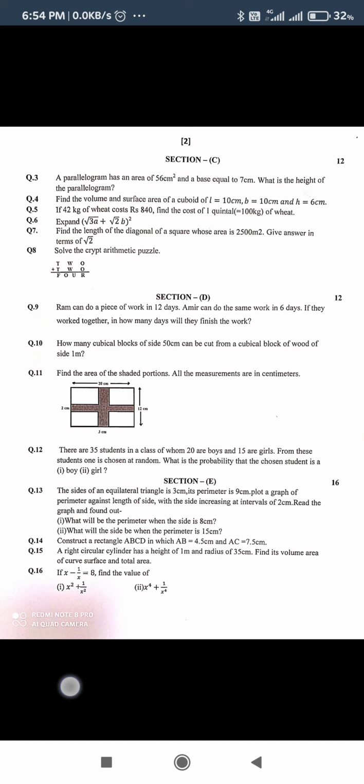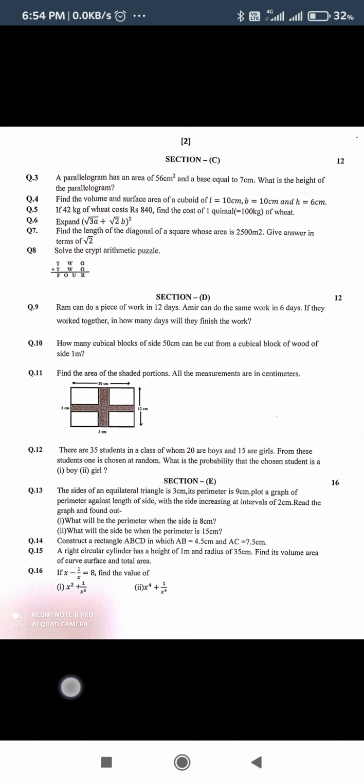Question number 11. Find the area of the shaded portion, all measurements in centimeter. So here we have to find the area of the shaded region. Okay, here the figure is given and all measurements are given in centimeter. So we have to find the area by using the proper formula of the figure where the shaded area contains.